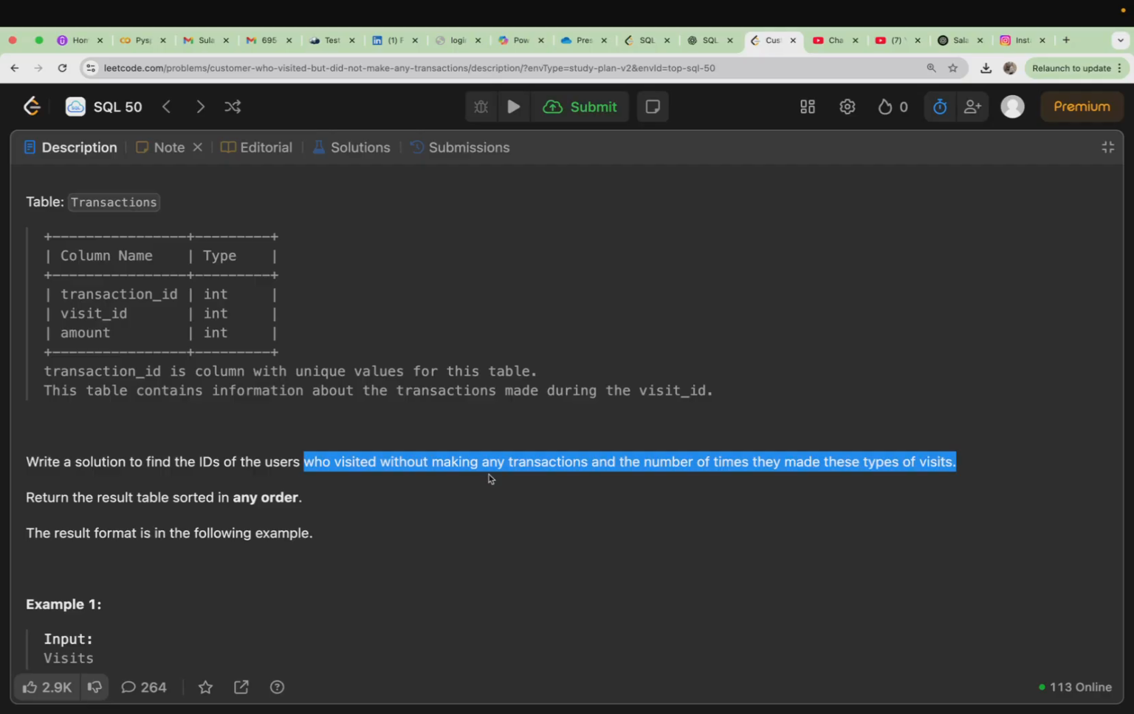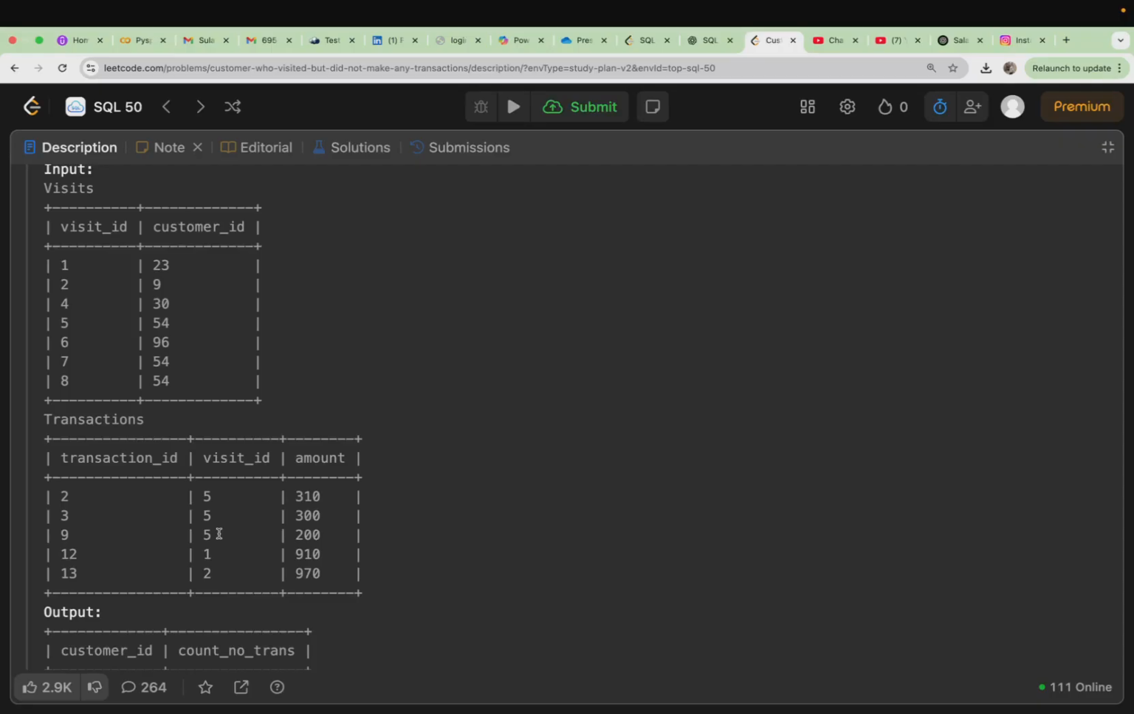So let me give you an example. Let's say I am the customer. I have visited a store 5 times in a particular time period, but I have made a transaction only 2 times. And I haven't made a transaction 3 times. So I want to get that information, how many times I had visited that store but haven't made any transactions. So that count would be 3 in my case. Now let's go through the example.